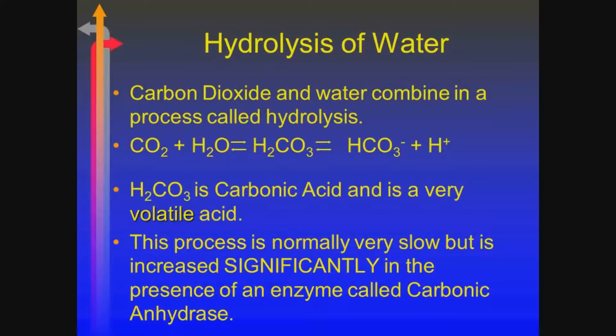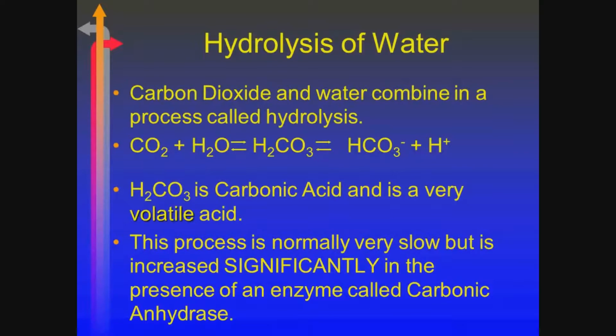At the cellular level, it's going to go from left to right. So our net effect is that we create bicarbonate ions and hydrogen ions. At the lung, it's going to go the opposite direction, because it wants to move back into the CO2 state and excrete it through ventilation. Normally, this is a very slow process. However, within the erythrocyte, there's an enzyme called carbonic anhydrase that speeds this up tremendously.